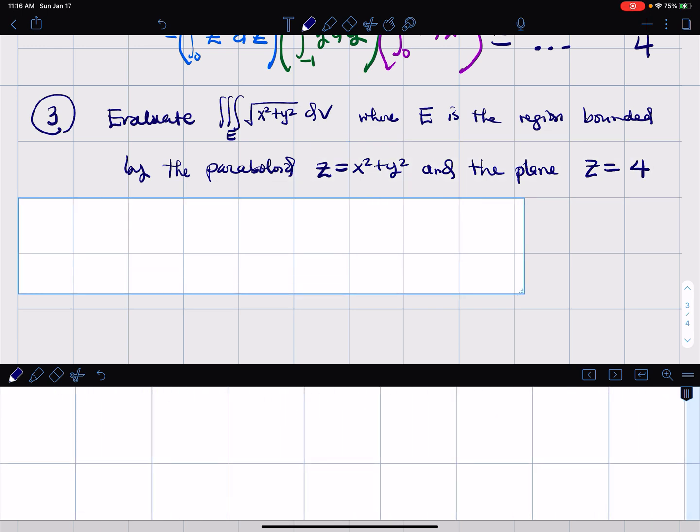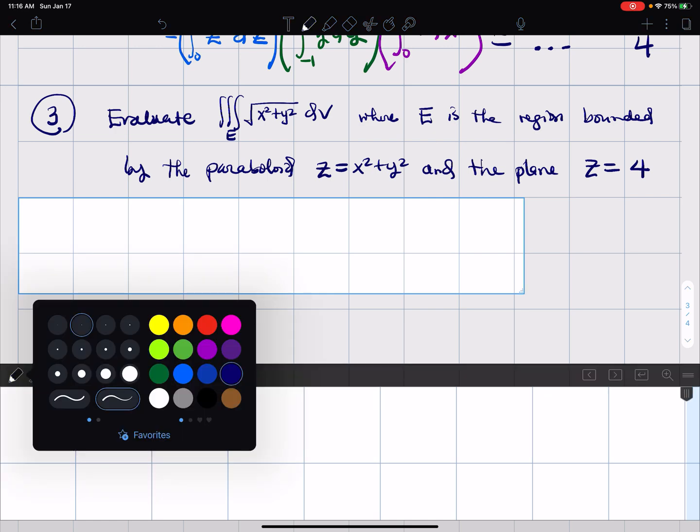So it makes sense to start with sketching our region of integration. Our region of integration is, let's see. Oh no, hold on. It is a paraboloid and a plane.